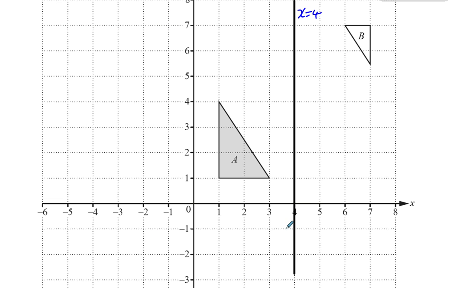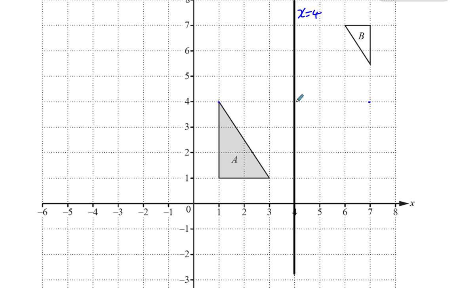Now, if we want to reflect something in the line x equals 4, basically what we have to do is count the squares, the distance a point is from the mirror line, which is x equals 4. So, for example, this point here, see how far away is it from the mirror line? 1, 2, 3. It's the perpendicular distance from the mirror line, the distance at right angles to the mirror line, which is vertical, so that distance is going to be horizontal. So it's 3 squares away to its left. So its image is going to be 3 squares away on its right.